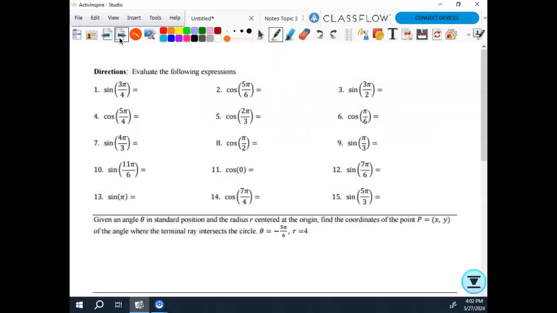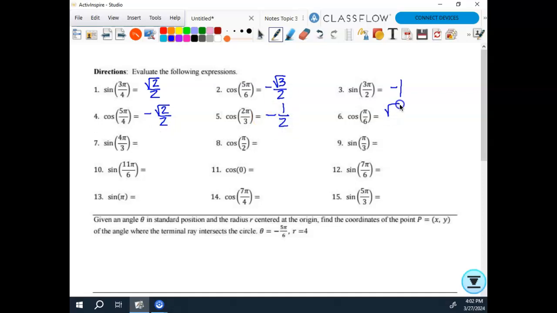Okay, so we're just going to evaluate these. I know that sine, and this is in the second quadrant, it's positive, is the square root of 2 over 2. Cosine in the second quadrant is negative, so this would be negative square root of 3 over 2. 3 pi halves, that is a quadrantal, so sine is negative 1. 5 pi fourths, that's in the third quadrant, cosine is negative. Cosine is negative in the second quadrant, so this is negative 1/2.